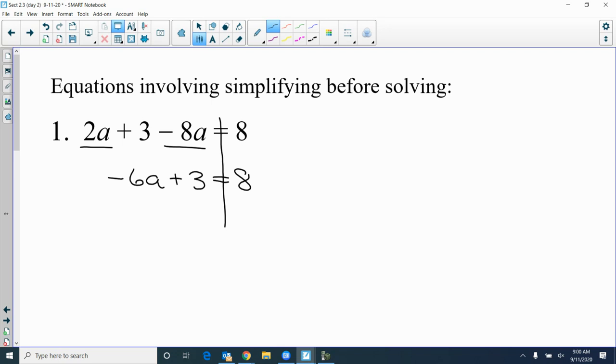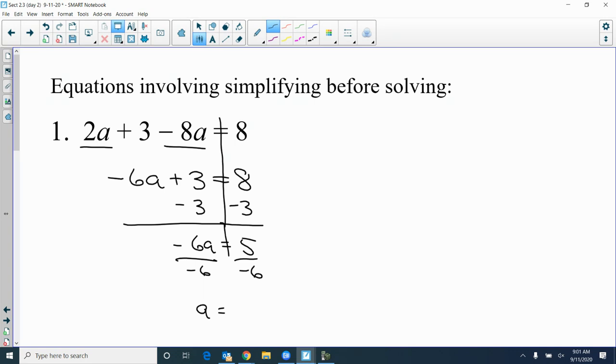All right, now from here, London, what do you think? You subtract the 3. Good. Put -3 on both sides. Tell me what to write at this point. Tell me what to write, Josh. -6A equals 5. All right, good. Now divide by -6.